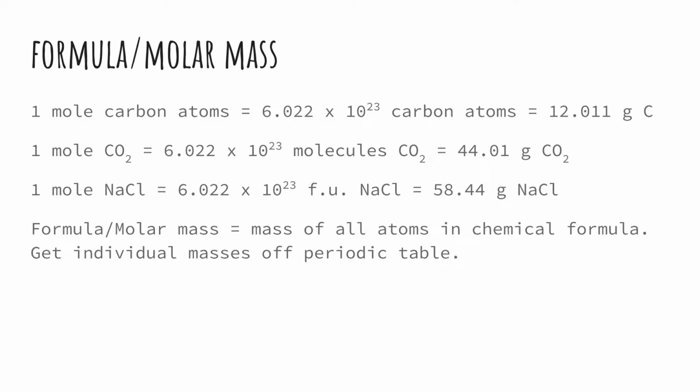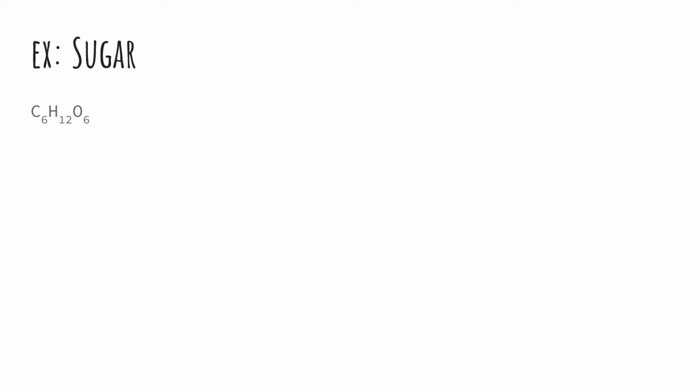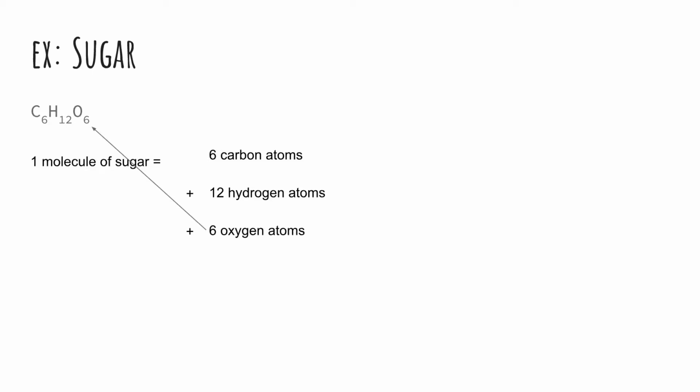1 mole of sodium chloride, 6.022 times 10 to the 23rd formula units of sodium chloride, is 58.44 grams of sodium chloride. All you have to do to get those numbers is add up the atomic masses of all the atoms in the chemical formula. And those come right off the periodic table. For example, here's sugar. 1 molecule of sugar has 6 carbon atoms, 12 hydrogen atoms, and 6 oxygen atoms.